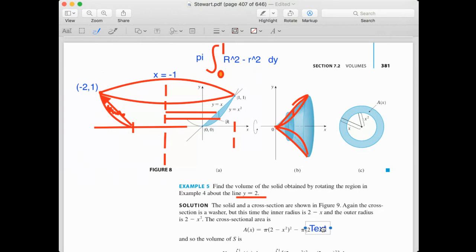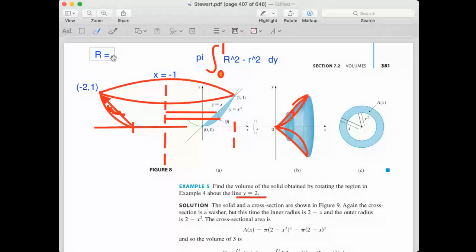Well, what's big R? Big R equals, from this point, -1, or we could see from the outside, the x value. Again, we want to write x in terms of y. So this curve can be written as y equals x squared. Because it's in the first quadrant, it can also be written as x equals the square root of y.